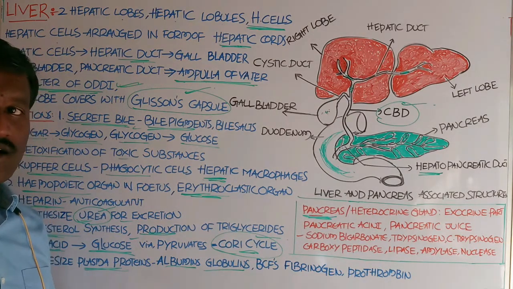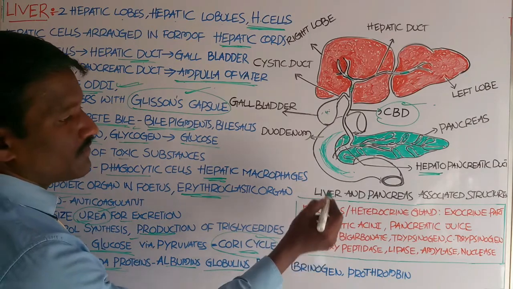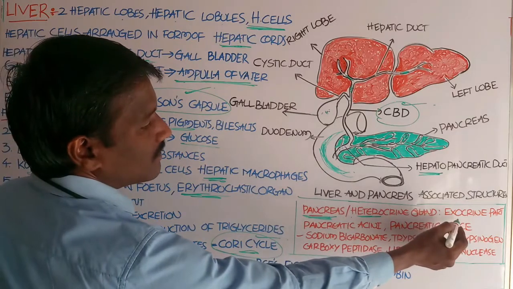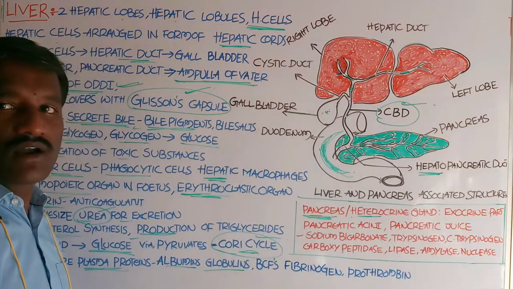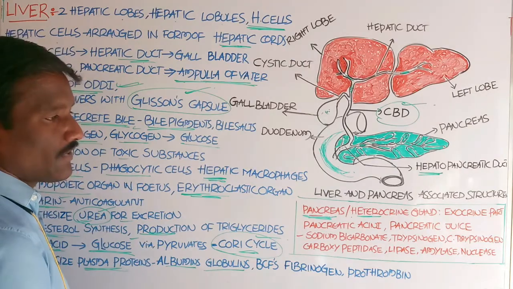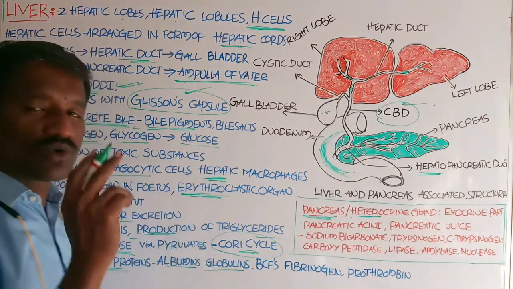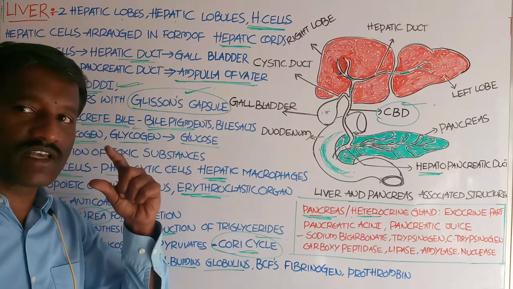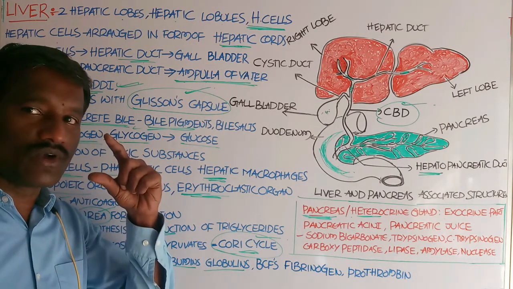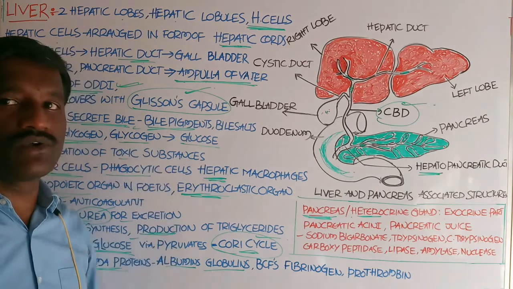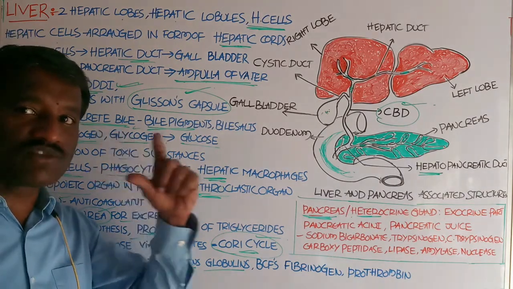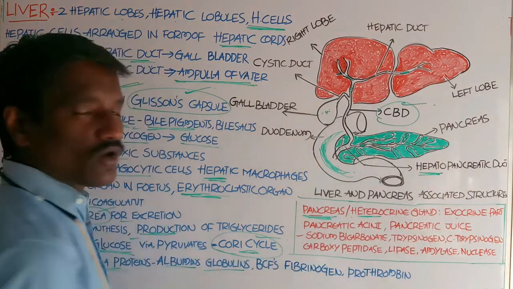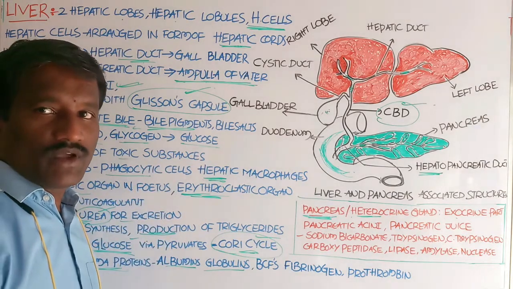The pancreas is the second largest gland in the human body. It is also called a heterocrine gland, and also a sweet gland. It consists of two types of parts. It is located between the limbs of the U-shaped duodenum. It has an exocrine part and an endocrine part.